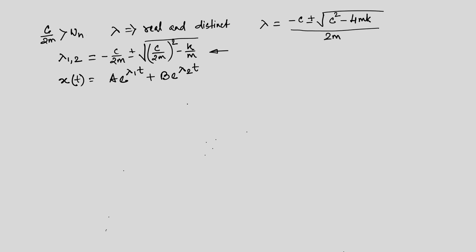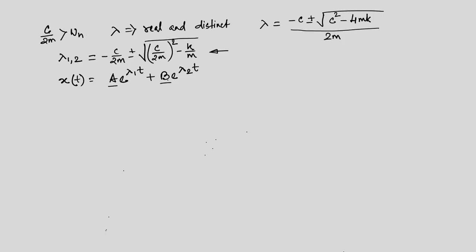So, if we look at this equation, we have A and B, these are the two constants. So, our next task is to evaluate these two constants. How do we do that? We have the initial conditions. If you recall, x of 0 is equal to x naught and x dot of 0 is x dot naught. Okay. So, let us quickly solve these two constants A and B, and then we will see how the solution looks like.